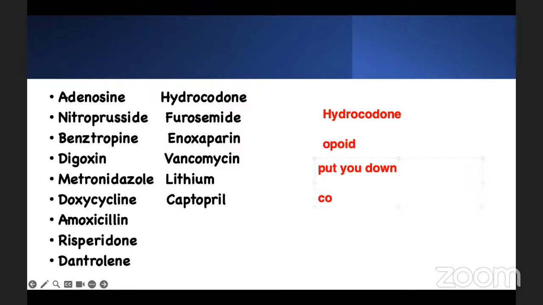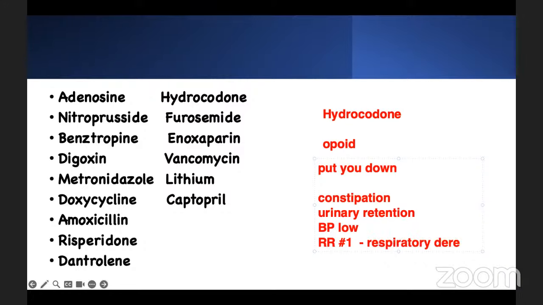Where you have constipation, is that not going down? You get urinary retention, that is going down. Your blood pressure is low. Your respiratory rate is low. If they give you a bunch of symptoms, number one you should check is respiratory depression. I'm just giving you things the board likes to give you. So this is key, right? Respiratory depression, right? Those are the things, that's what it does.